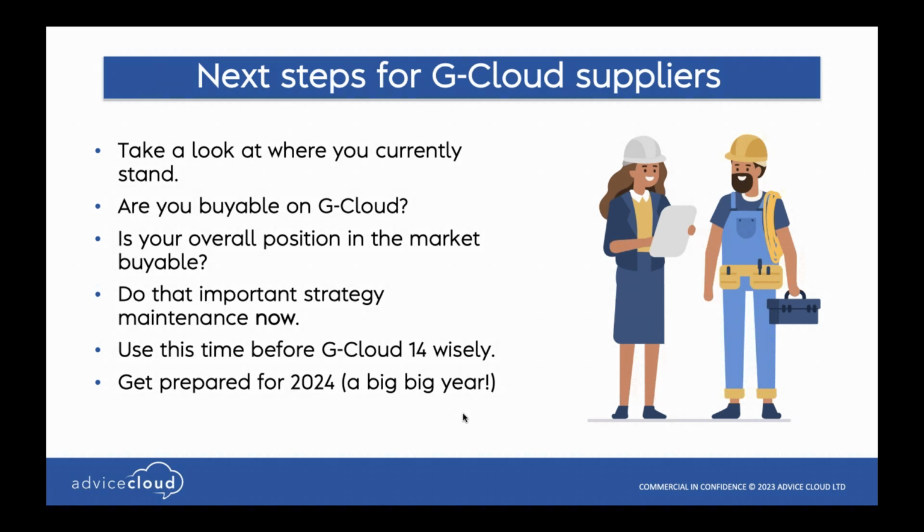Right, have a think about the areas that you're looking to supply into. Are people doing better than you? What's your percentage of that marketplace compared to your nearest competitors? Do that important strategy maintenance now. If you're a CEO or a sales lead or something like that, you should be asking these questions of yourself if you're not making the most of a G Cloud listing. All right. And again, use this time before G14 wisely. You might as well not just sit there and think, yeah, we'll look at it. You've got time now. And so get prepared for 2024.